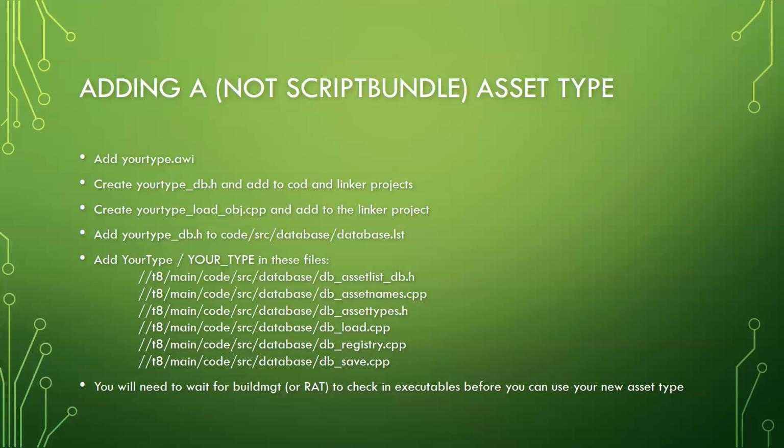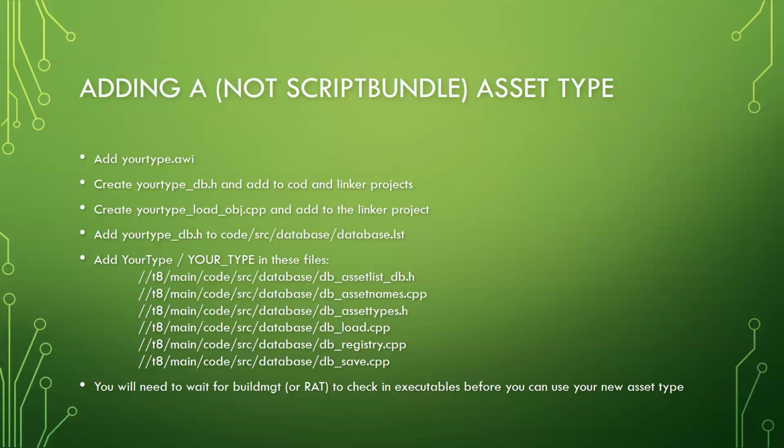So the first step is still the same. You add your type.awi. It doesn't need those image_x model_ things at the beginning of the asset names because you're going to have to define the behavior for each field. You have to create 2 new code files to follow conventions: the _db.h and the _loadobj.cpp. Then add the db.h file to this list, and add your type and your _type in these 6 files.